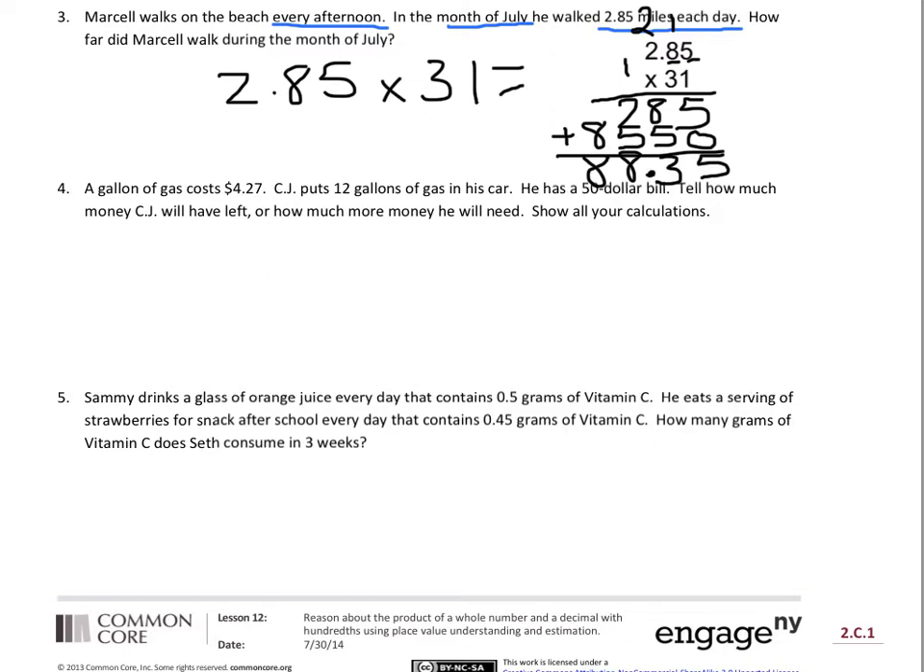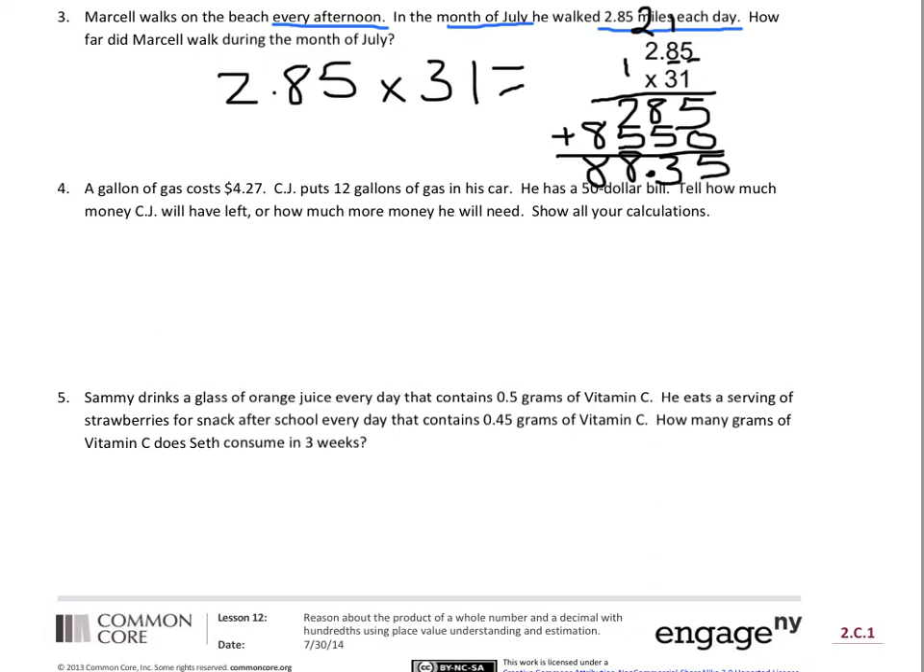Therefore, 2 and 85 hundredths times 31 is 88 and 35 hundredths. Our next question says, a gallon of gas costs $4.27. CJ puts 12 gallons of gas in his car. He has a $50 bill. Tell how much money CJ will have left or how much more money CJ will need. Show all your calculations. This is an example of a question where there's more than one part to it.